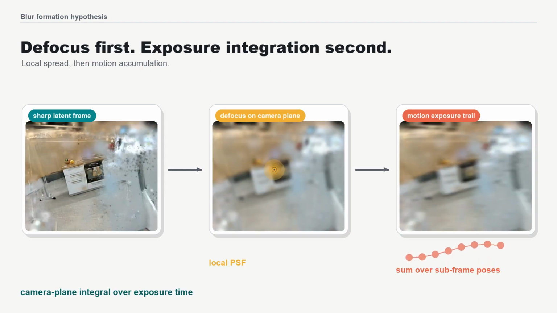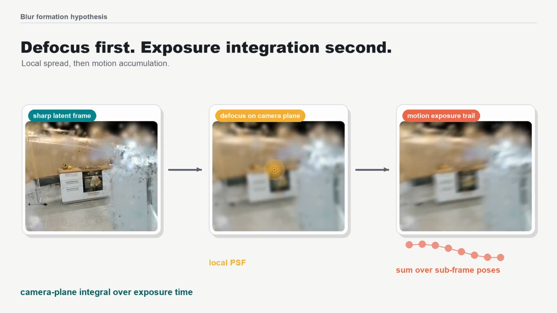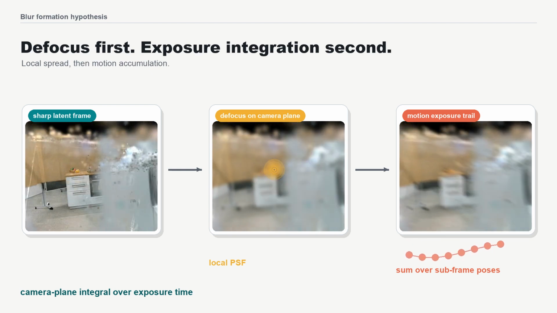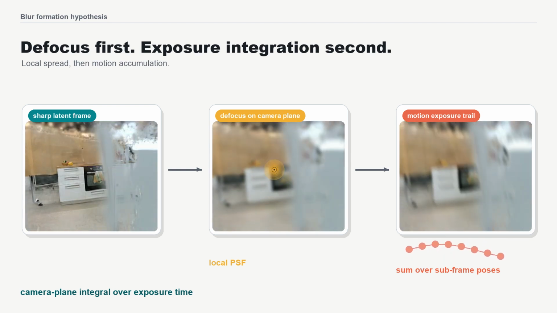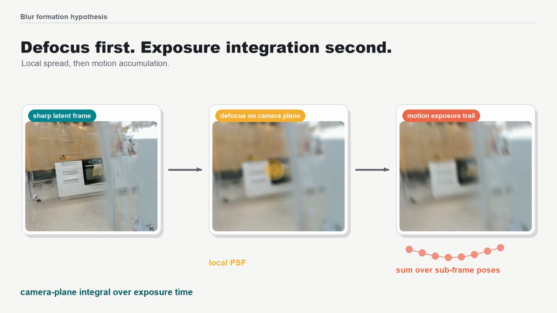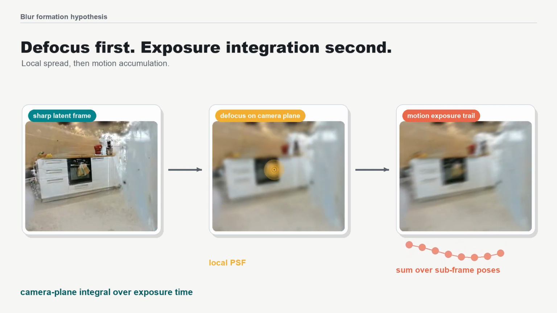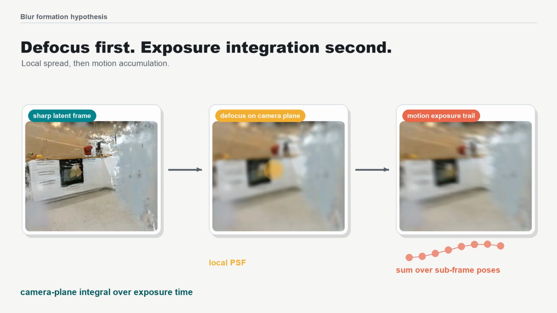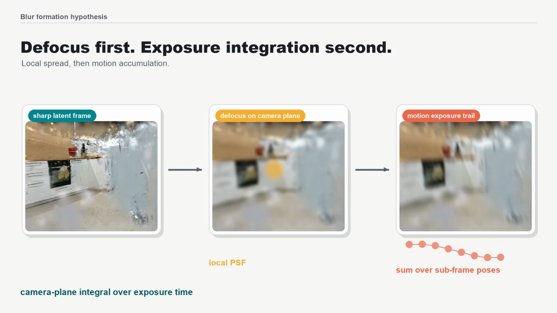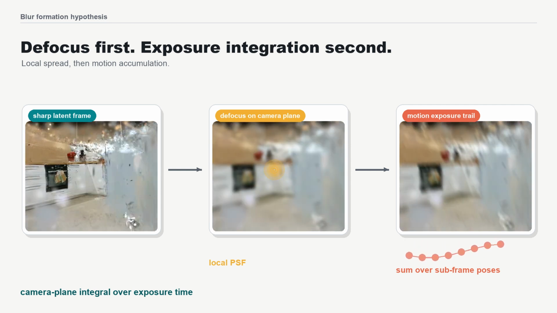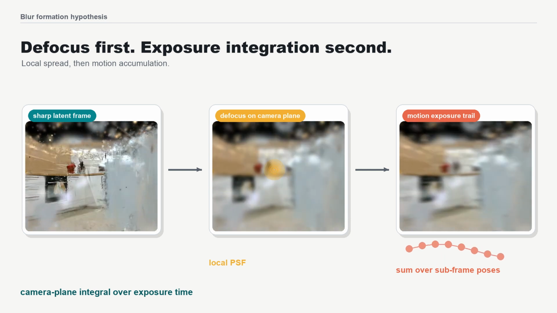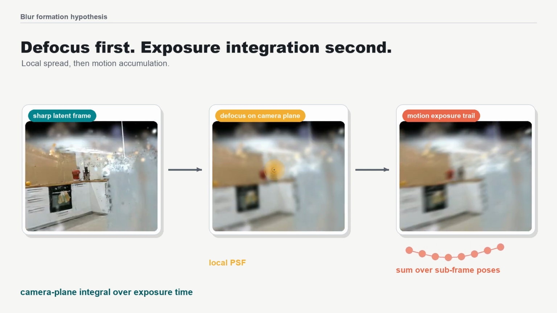Now look at the physical model. Defocus acts first on the camera plane through a local point spread function. Then camera motion integrates these observations over exposure time. This ordering matters. If we reverse it, the blur model no longer matches the camera optics. So we separate local defocus from global motion integration before feeding SLAM.